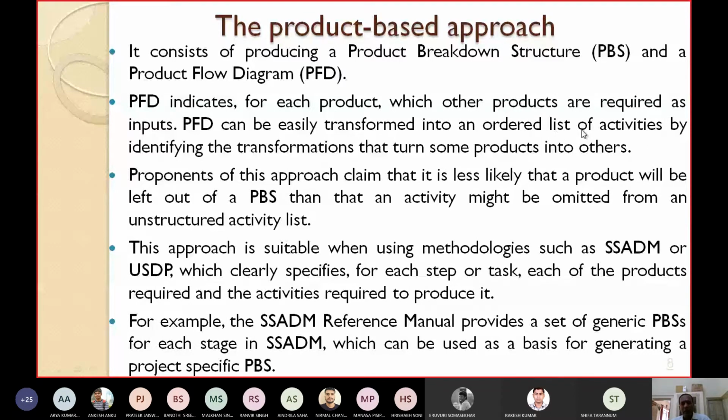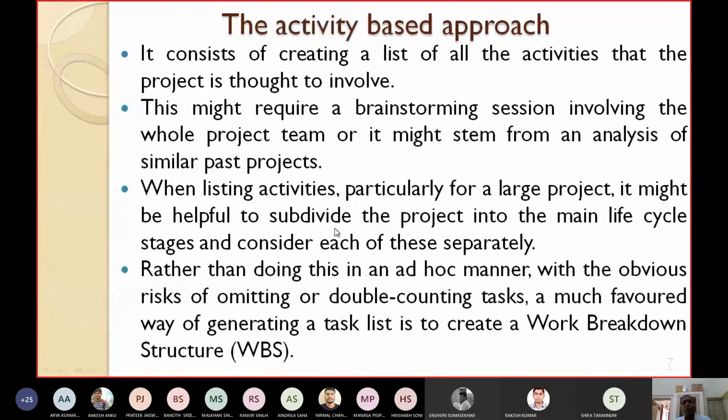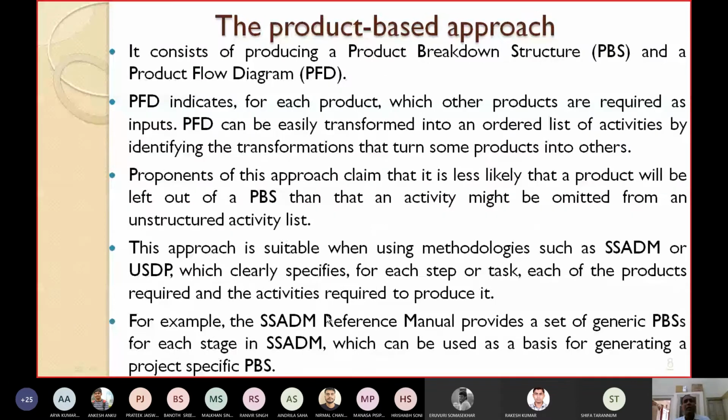If you can identify these transformations which turn some products into others, from this you can easily identify the list of activities. Proponents of this product-based approach say that it is less likely that a product will be left out of a PBS than that an activity might be omitted from an unstructured activity list. I have already told you that in the activity-based approach, if you are subdividing the project in an ad hoc or haphazard manner, you might omit some of the tasks, or you may count some of the tasks twice. But this problem will not come in the product-based approach. That's what the proponents of this approach say. They say that it is very unlikely that some of the tasks will be omitted from a PBS.